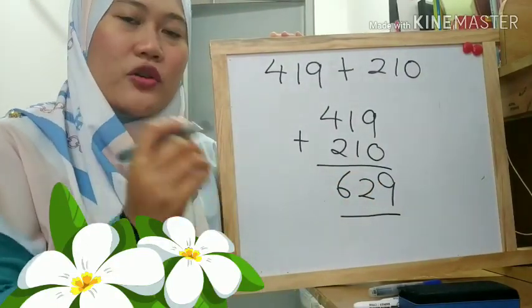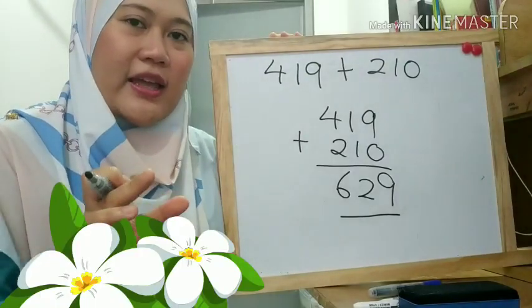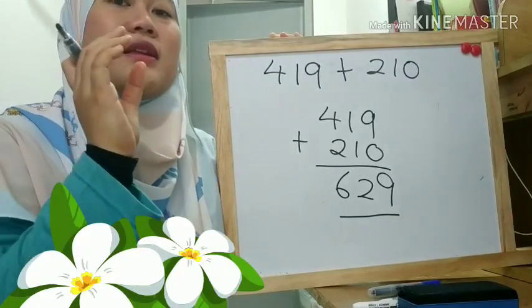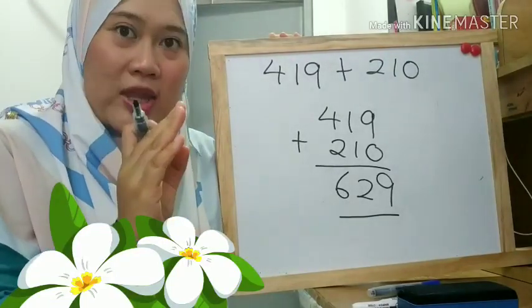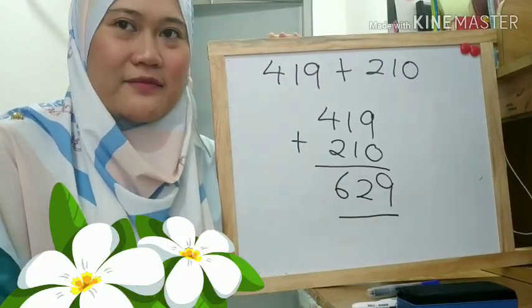629. Make sure when you have calculated your answer, look properly at your calculation and look properly at your answer, and then circle or tick the answer. Okay? We go to the next question.